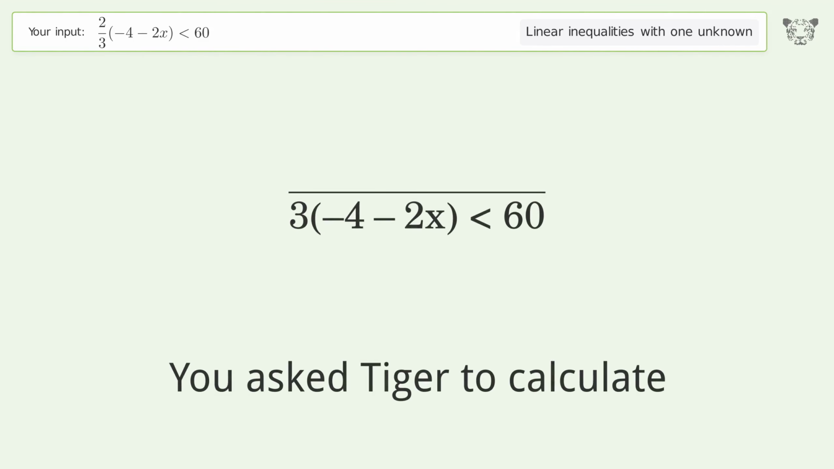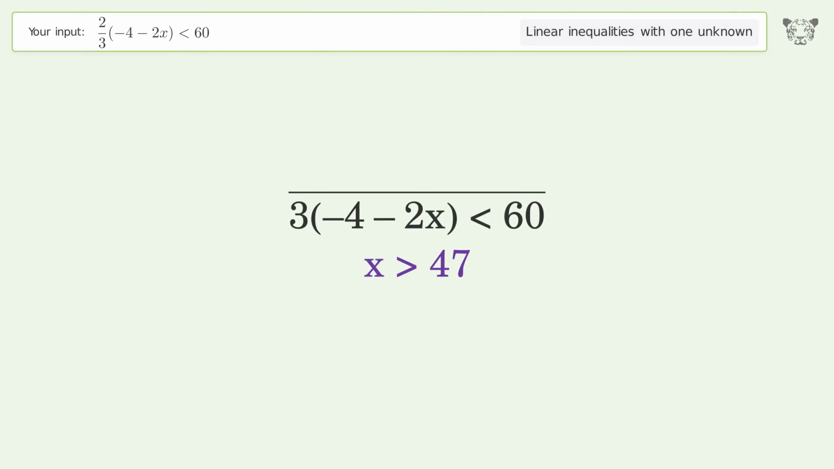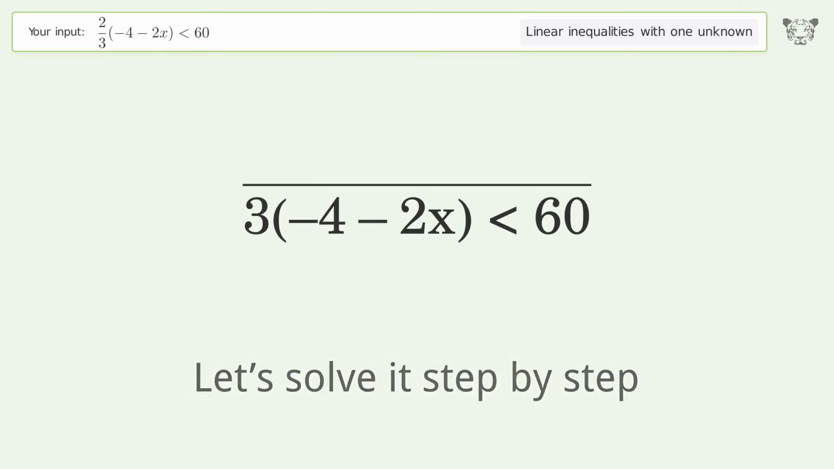You ask Tiger to calculate. This deals with linear inequalities with one unknown. The final result is x greater than -47. Let's solve it step by step.